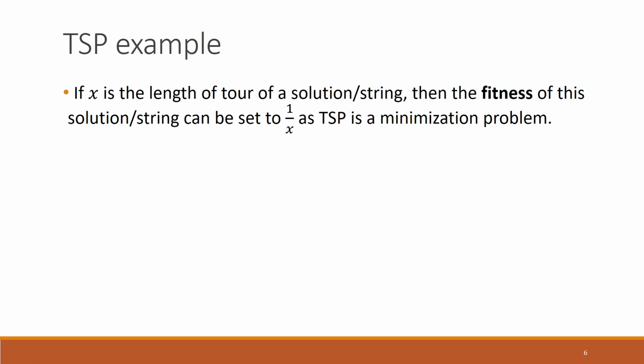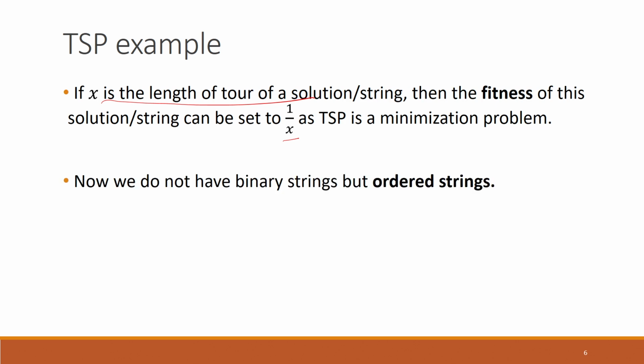because by intuition we understand that higher is the fitness of a string, the better the solution is. So, that is why if x is the length of the tour of a solution, then for that string we will be setting the fitness function to be equal to 1 by x. So, that smaller is the length of the tour, the better the fitness of the corresponding string. Now, note that here we do not have binary strings, but we have ordered strings. So, we will be seeing that we cannot apply the same crossover and mutation methods that we saw before.